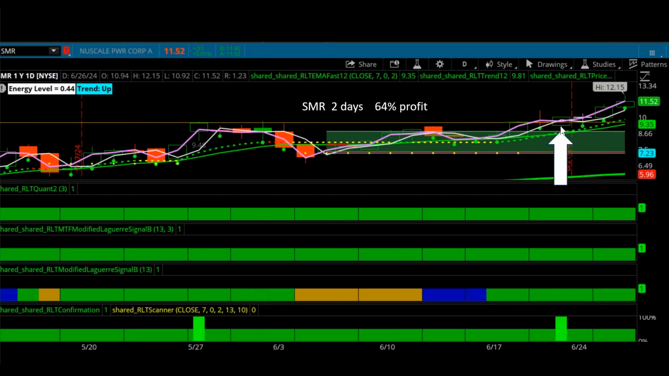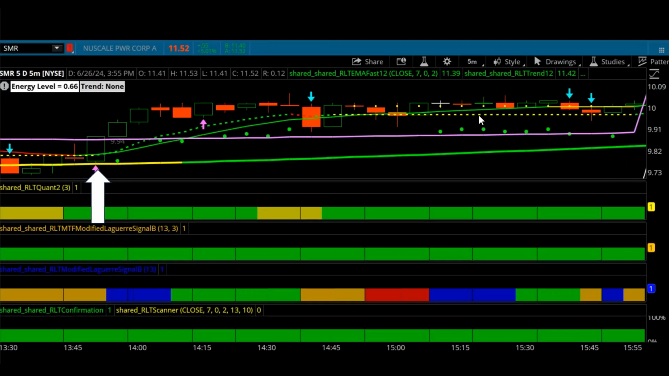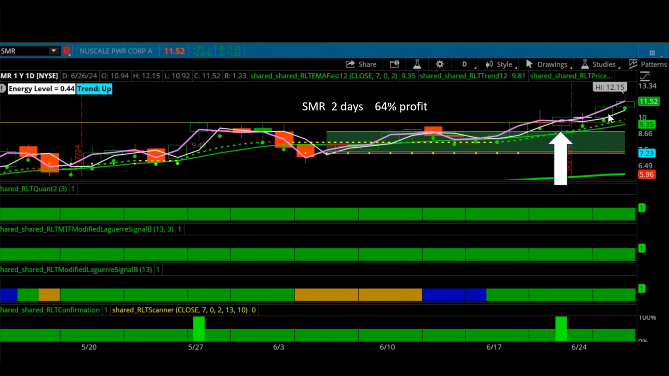All right, and so this is where we bought it. As it popped out of this dynamic compression zone, all green, institutions are in there. Trend is up. You can see the thin green line here. Trend is up. Bought it here. We were in the trade for 2 days, 64% profit in SMR. Really a nice trade. Now, this is the daily chart in SMR.